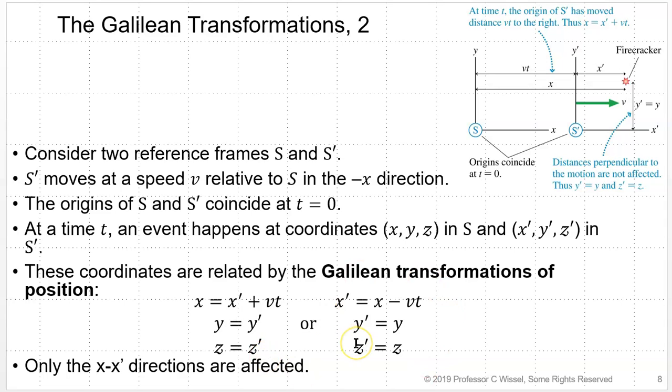Now we can turn this around, just by doing this algebraically or by inspecting the diagram up here. X prime will equal x minus vt. Y prime equals y and z prime equals z. The velocity v is in the xx prime direction, so only the xx prime directions are affected. The y and z directions are not.